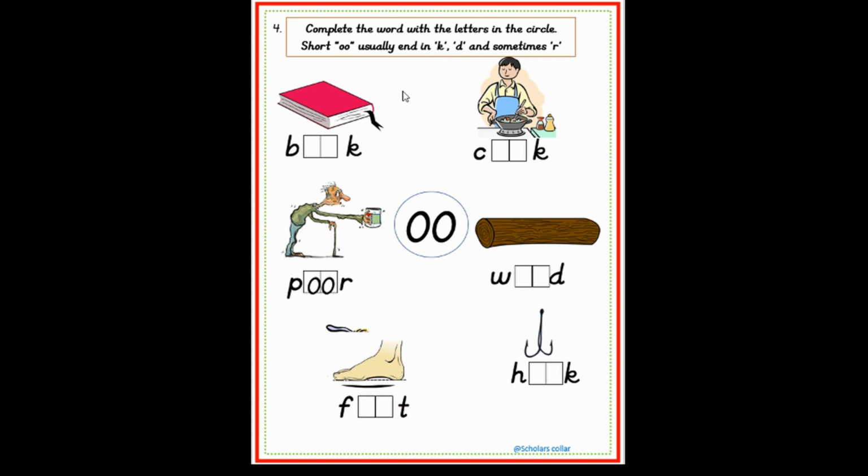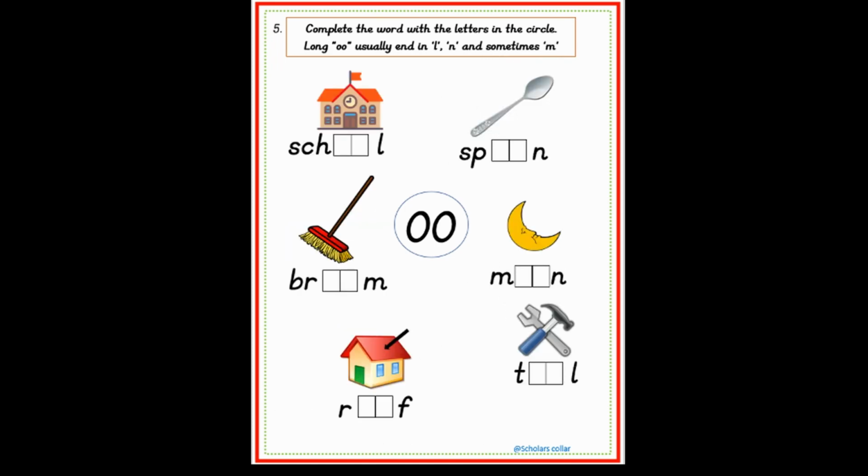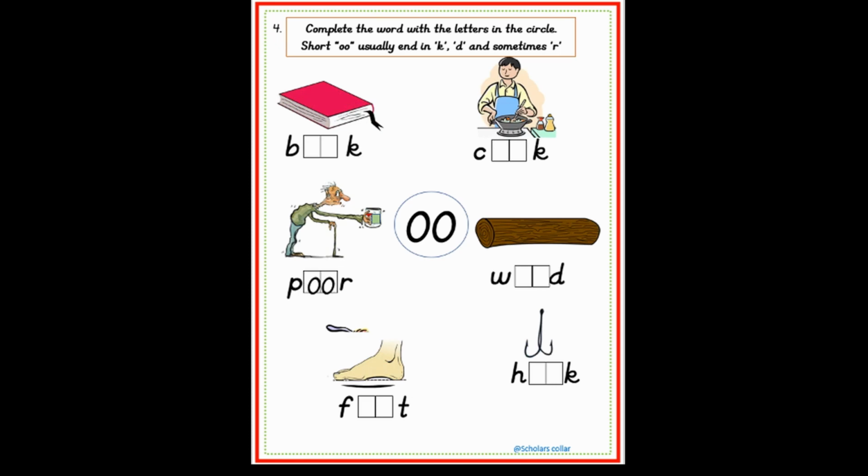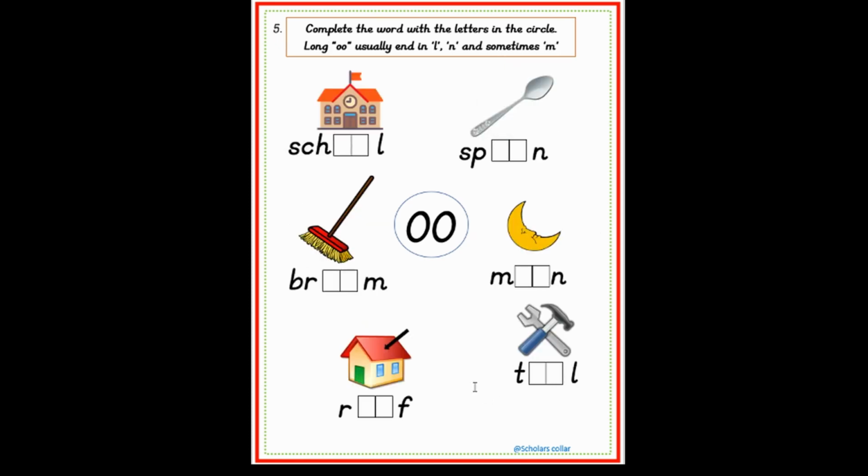The sound that I'm trying to emphasize here usually occurs in words that end in K, D, and sometimes R. This is usually, not always. There are exceptions. All right, so let's do the long oo here. Here you will hear the word ooh, as opposed to the short sound here, book, cook.